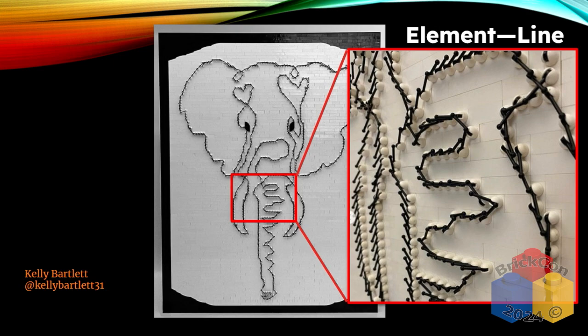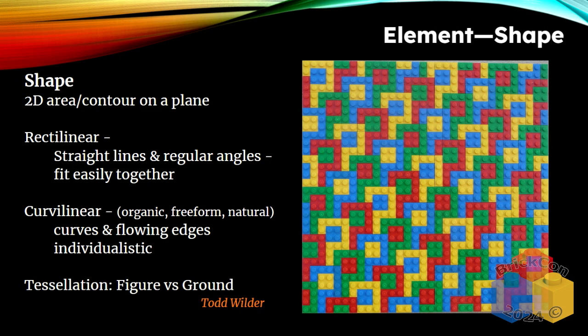So Kelly has taken line to create shape, which is our third element. Shape is a 2-dimensional contour of an area. It can be rectilinear, squared off, like our bricks often are. It can be curved or free-flowing. And the interesting thing I find about shape is that if you can do it really well and tessellate 2 shapes together in such a way, you can lose all figure and ground.